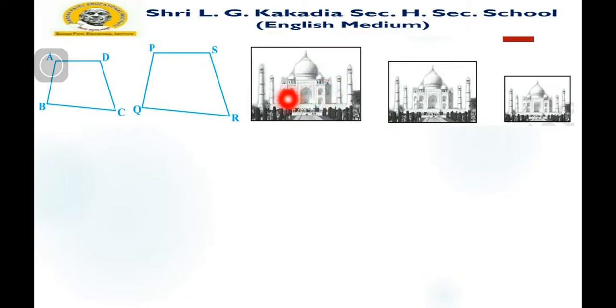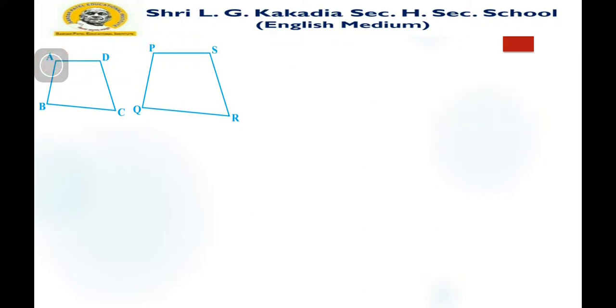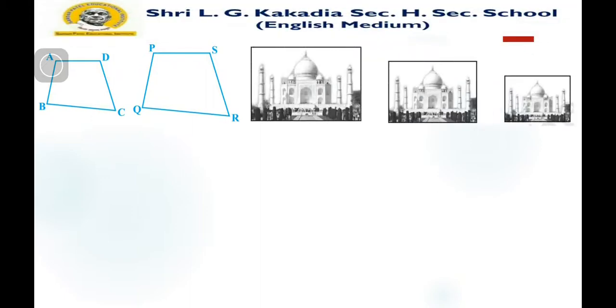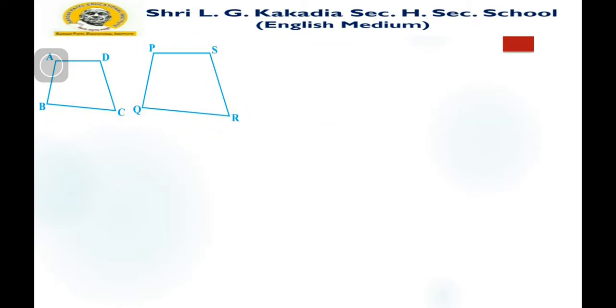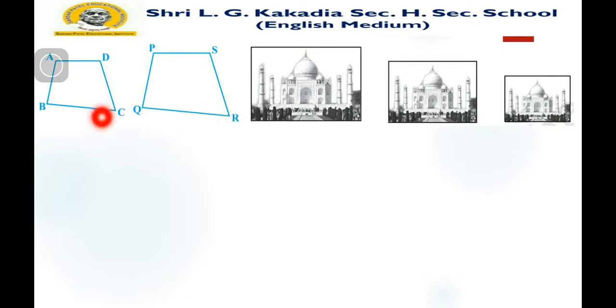In this shape we can say that it is a rectangle, so all angles are of 90 degrees. So here all shapes have the same angles, but the ratio or proportion between the corresponding sides, AD upon PS, CD upon SR, BC upon QR and AB upon PQ, should be the same. The ratio must be the same. Then we can say that both figures are similar.